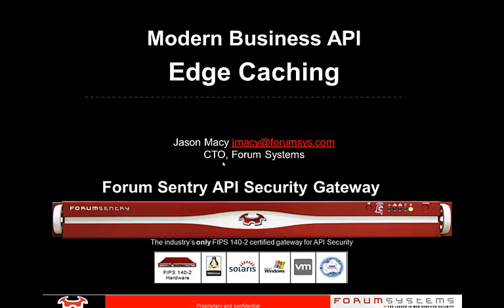This is the Modern Business API Edge Caching demonstration. In this demonstration, we're going to show how the innovations of technology around the Sentry API Security Gateway provide for optimized business APIs through intelligent response caching, or as we call it, edge caching, at the edge of the network, at the first line of communication into the infrastructure, and how that can substantially optimize business patterns for modern day traffic information flows. I'm Jason Macy, Chief Technical Officer of Forum Systems.